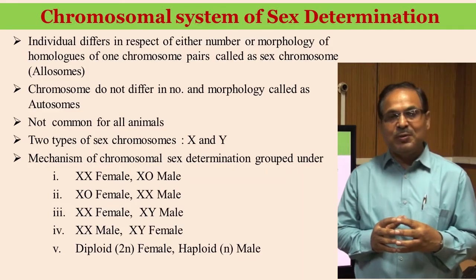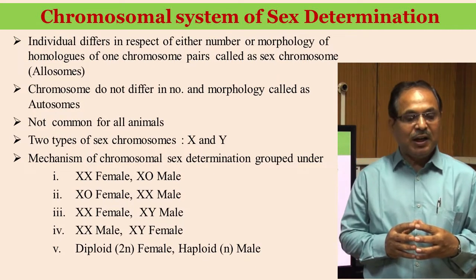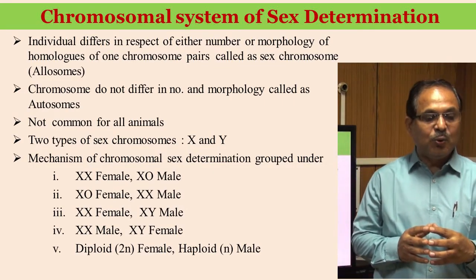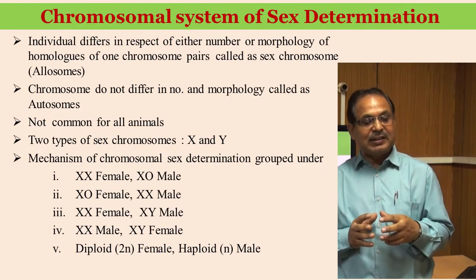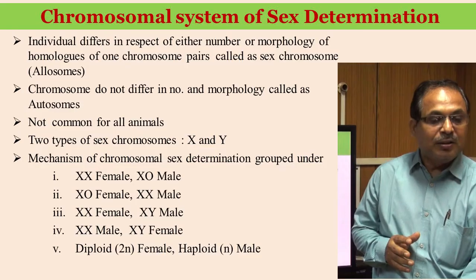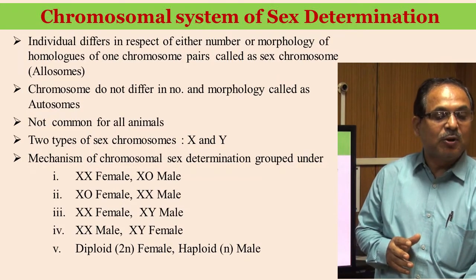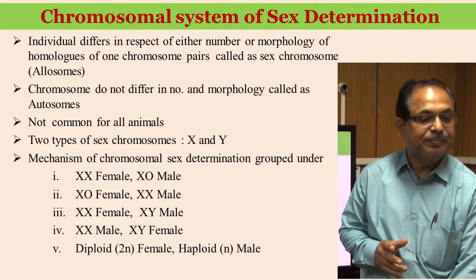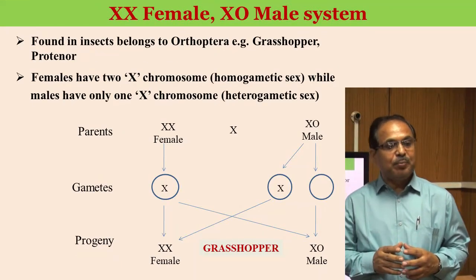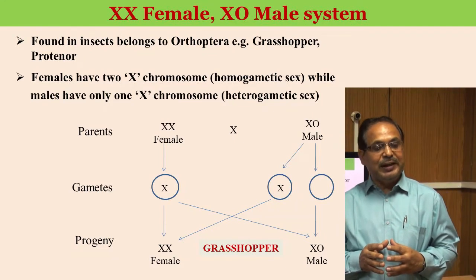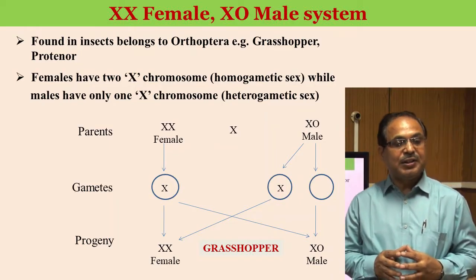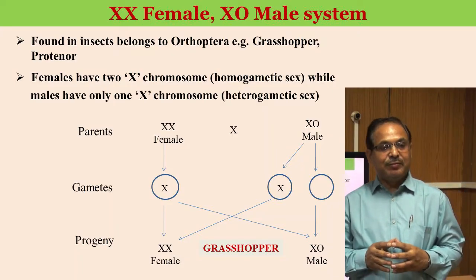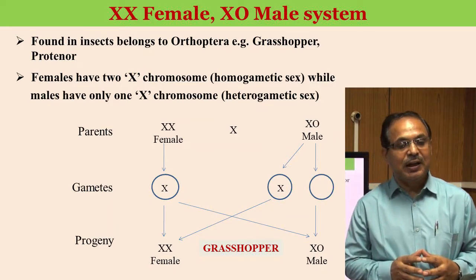There are examples where two types of sex chromosome, the X chromosome and Y chromosome, are observed in different animals. The mechanism of chromosomal sex determination is grouped under 5 different types: XX female with XY male, XX female with XO male, ZZ male with ZW female, XO female, and XX male. So there are 5 groups for the chromosomal system of sex determination. We will discuss them one by one. First, XX producing the female and XO producing the male: this system is found in insects belonging to the order Orthoptera, for example the grasshopper.